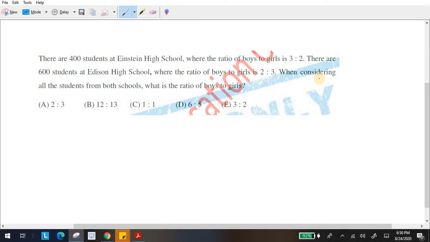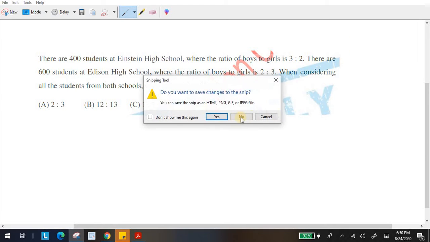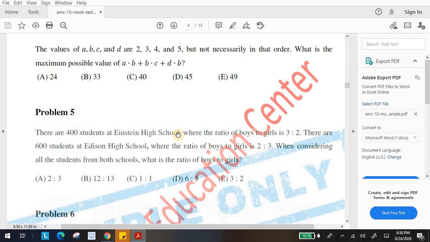Then we can simplify the ratio: 48 to 52, 24 to 26, 12 to 13. Yes. Wait, that's not... Oh yeah, it is. That's right. Yes. That makes sense. Good.